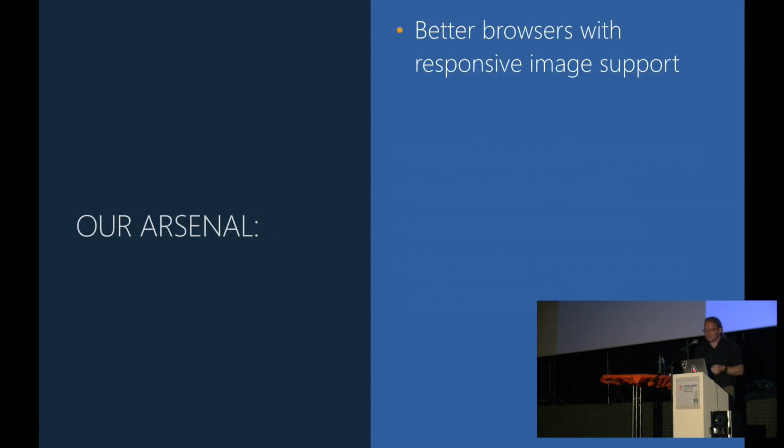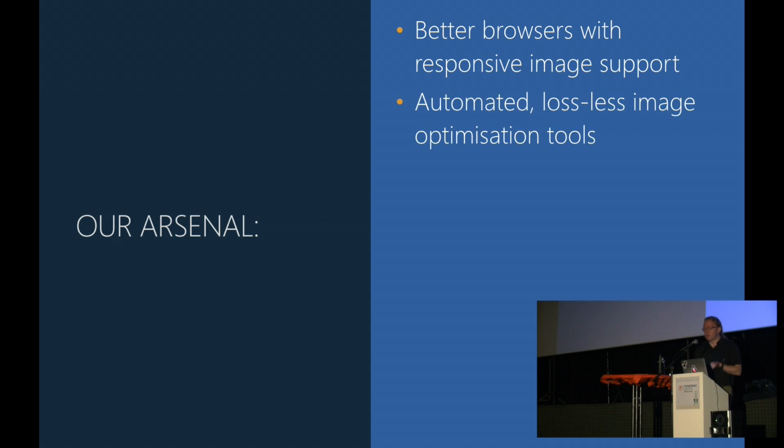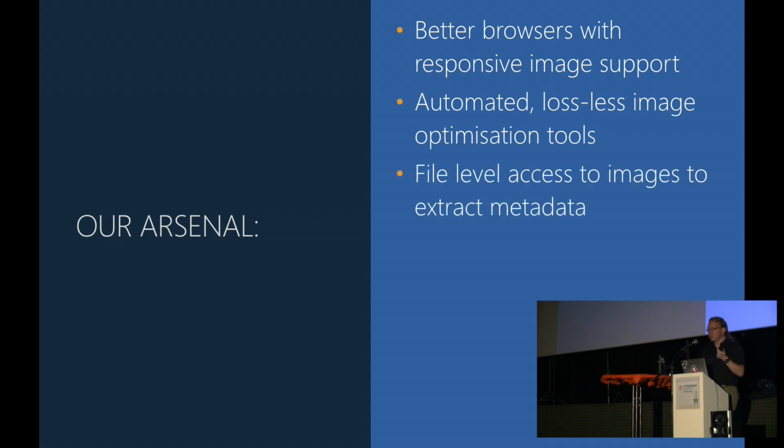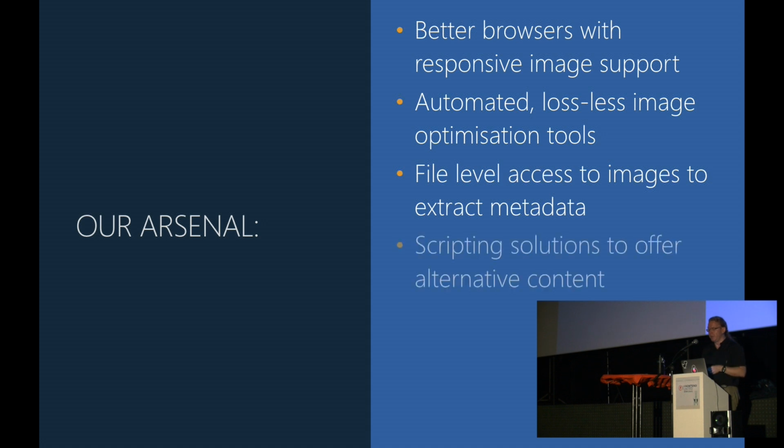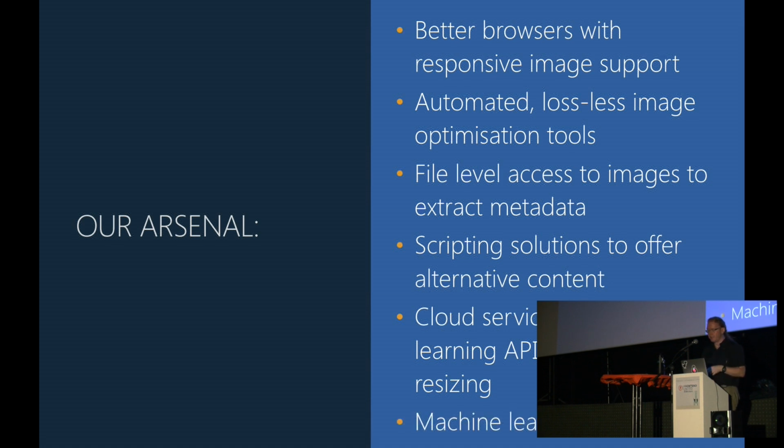Our arsenal. Better browsers with responsive image support. They're here. Automated lossless image optimization tools, file-level access to images to extract metadata, and I'm going through these all bit by bit now. Scripting solutions to offer alternative content. Sometimes you don't need the image, but you should have some fallback, and the fallback is sometimes hard to automate. Cloud services, machine learning APIs for intelligent resizing, and I'm going to finish on that one because that's what I'm getting very excited about right now. And machine learning for tagging.